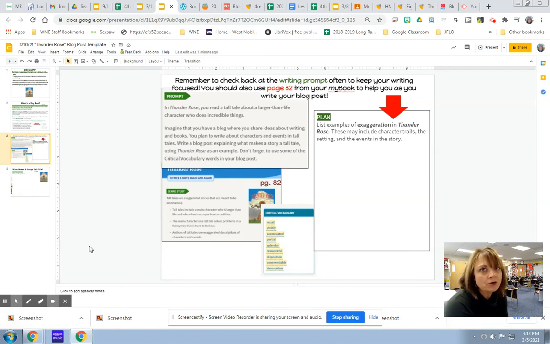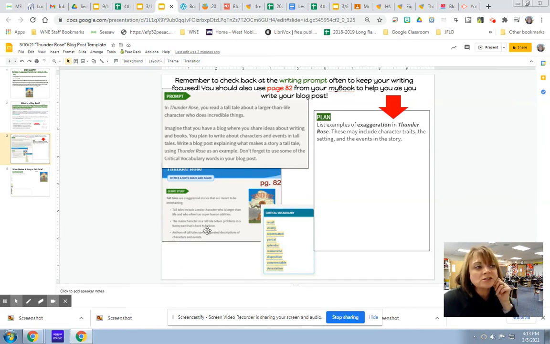This is really important, boys and girls. You need to stay focused on the writing prompt and what they are asking you to do. You also should use information on page 82 in your My Book. It's here on this slide, but it's really tiny, so you could zoom in and see it here, but it might be just as easy for you to open up your My Book and see it.